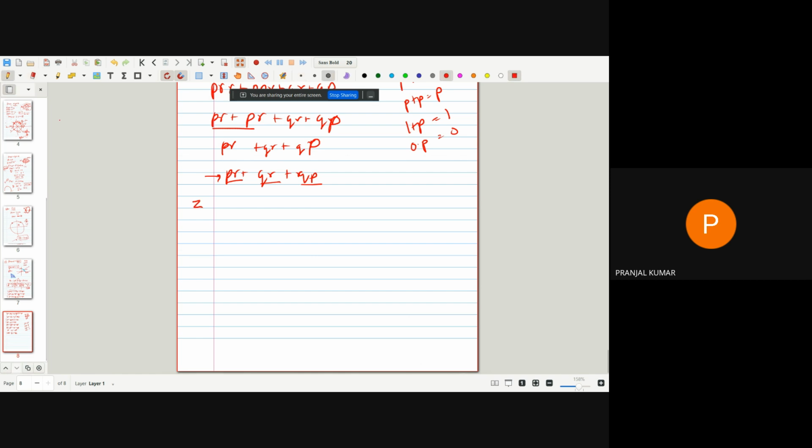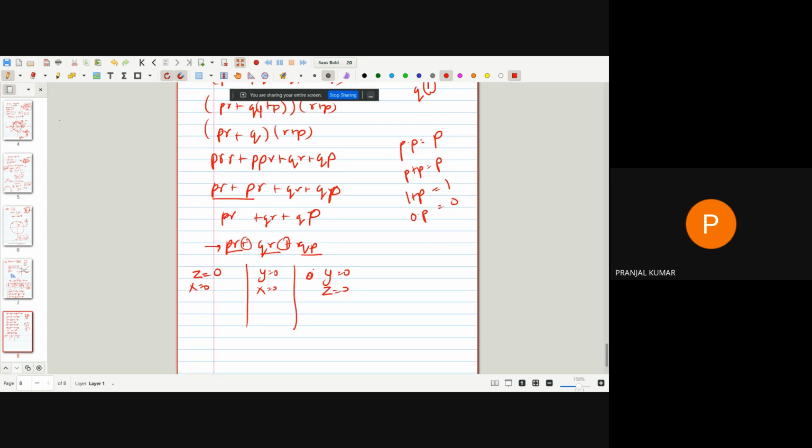So P was Y, Q was Z, R was X, equals 0. Now these are all in OR. So what is Q? Q was Z, then R was X equals 0, then Q is Z, and P is Y. So these are your points.